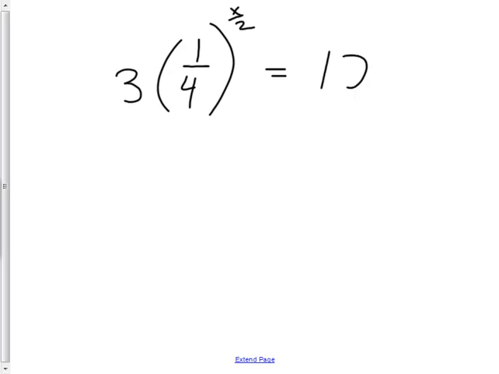All right, so let's try another one. 3 parentheses 1/4 to the x over 2 equals 12. Anybody else need to borrow one? I still have more. I just hide them. Okay, come on up. There you go.